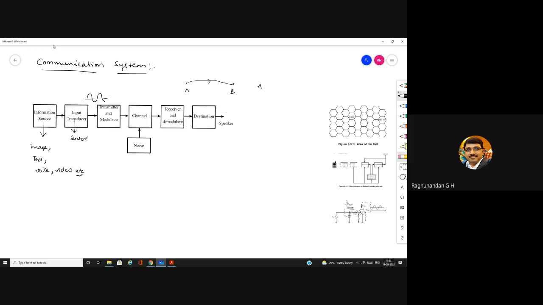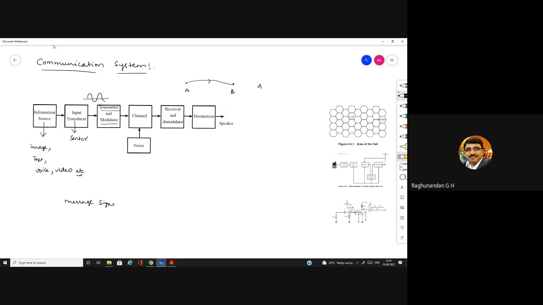Now we are having a modulator and a transmitter. Now the question is, why do we need this modulator? A modulator is a device which is going to add some carrier signal to the message signal. Whatever information was generated, that is a message. I'm talking, this is the message. Whatever signal I'm producing, that signal is known as the message signal.